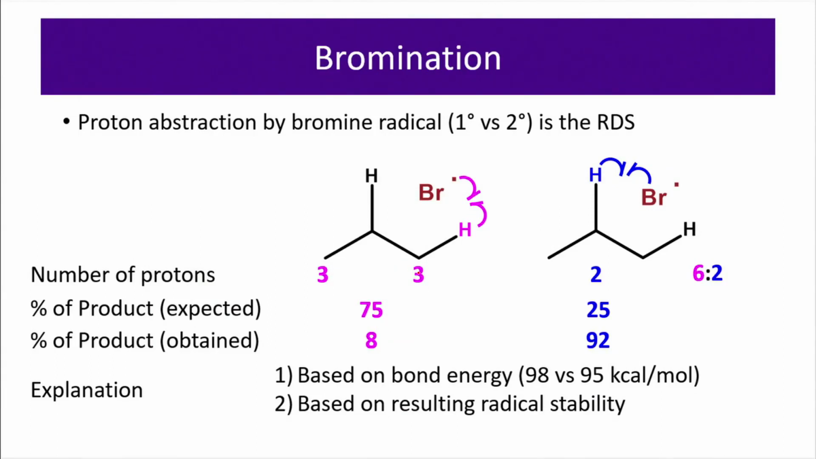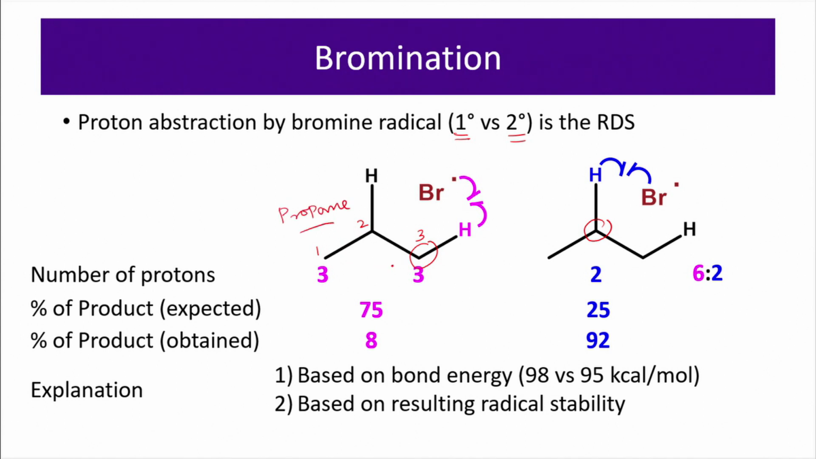So, here we see the example. In the case of bromination, we are looking at primary versus secondary formation, that is, which proton is abstracted. We have one proton here, we have another proton here. So, let us say this is carbon number 1, carbon number 2, carbon number 3. So, this is a propane molecule, let us say.